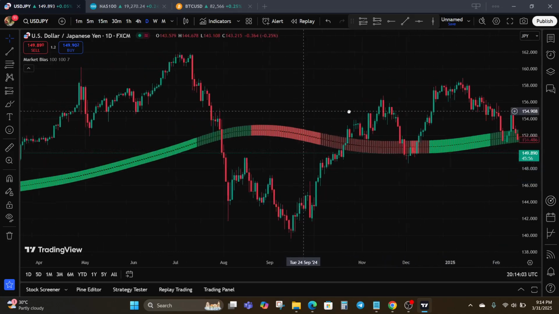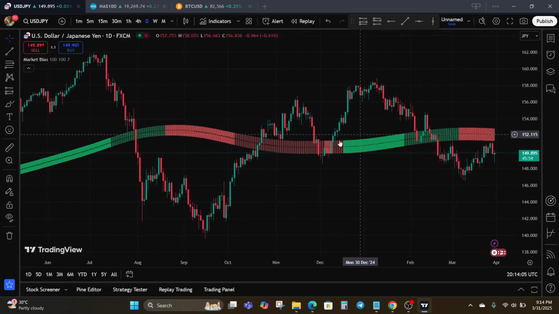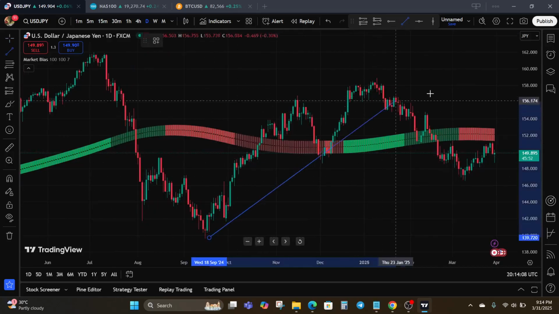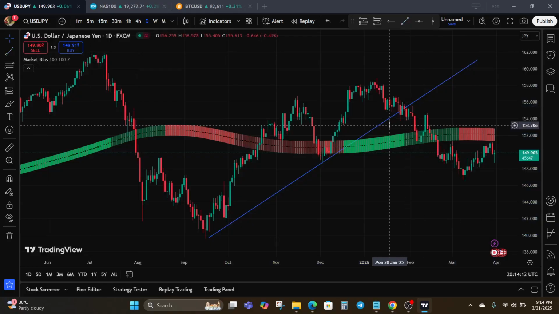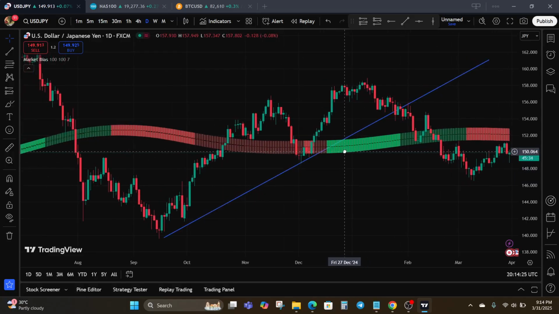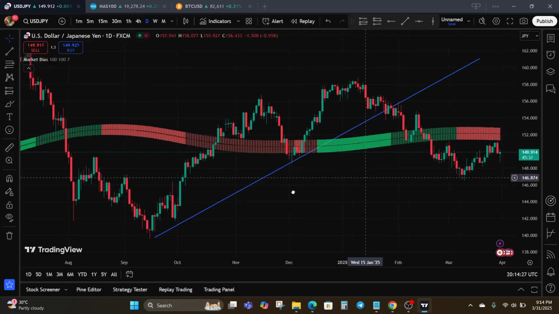So most traders rely on trend lines to determine market direction, and trend lines are great. However, trend lines can be subjective. Different traders will draw them differently, leading to inconsistent results. Plus, trend lines need constant adjustments as price evolves.